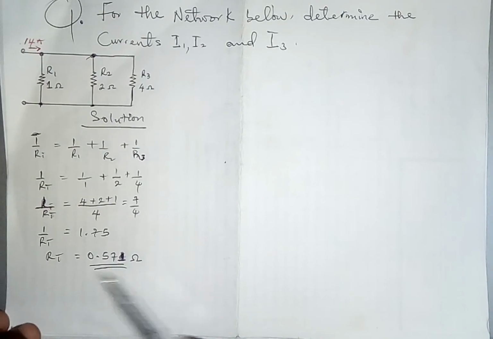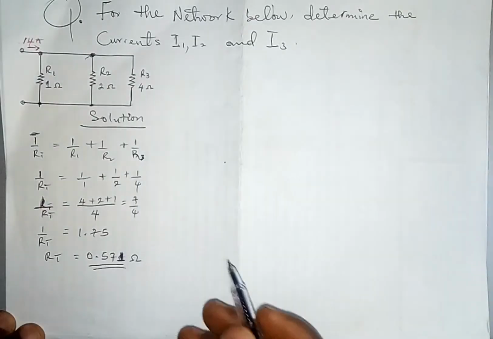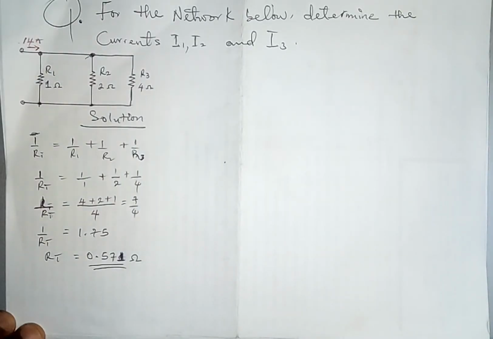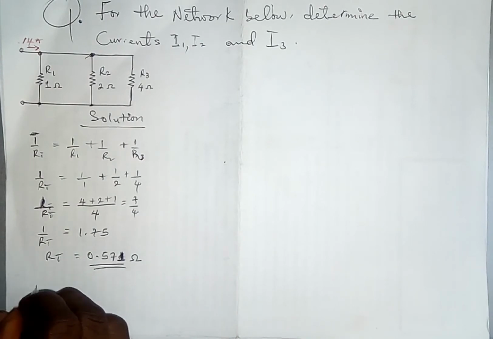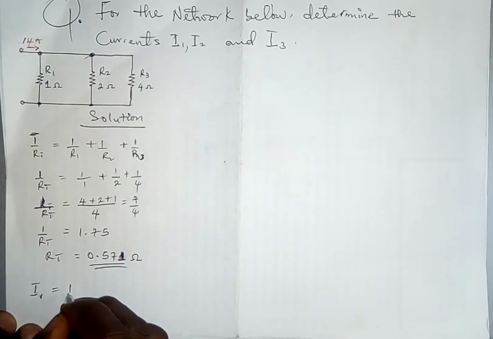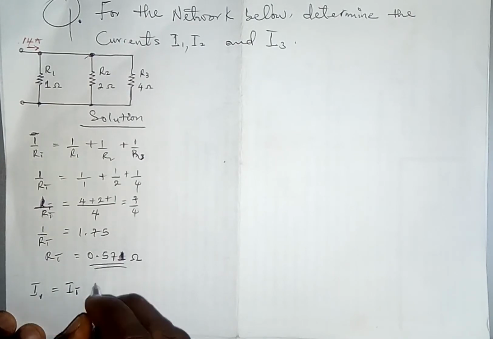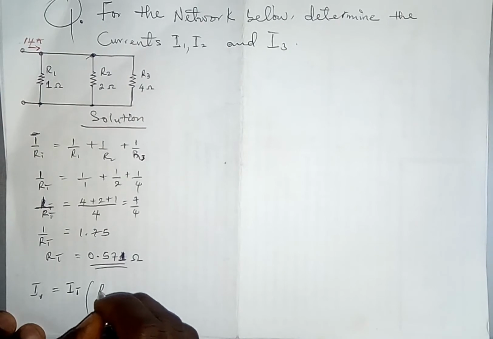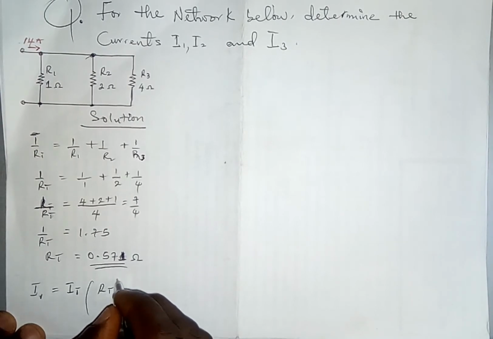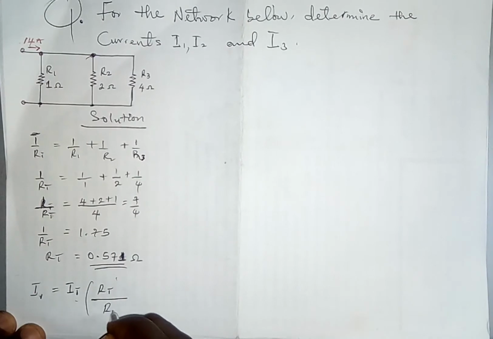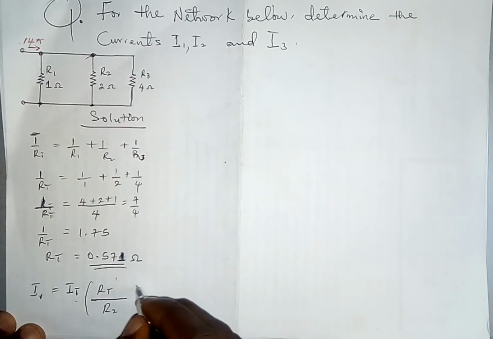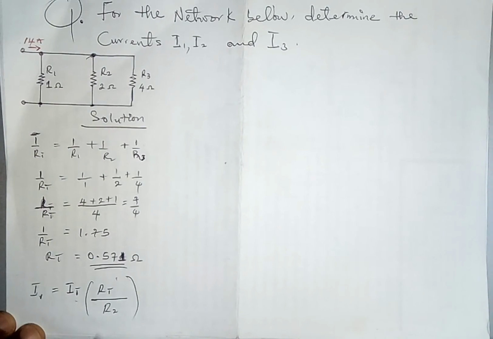Now with this, to calculate our I1, we are just going to recall our former formula. We are going to say our I1 equals the total current that flows to it multiplied by the total resistance over the resistance of the unknown current, which is R2.